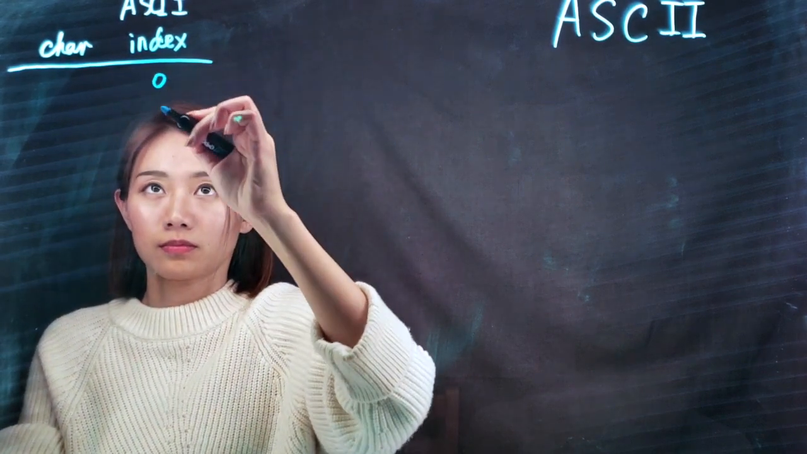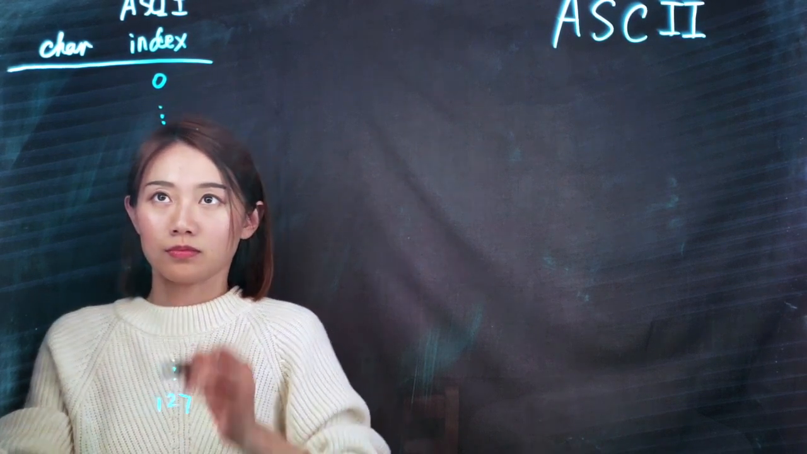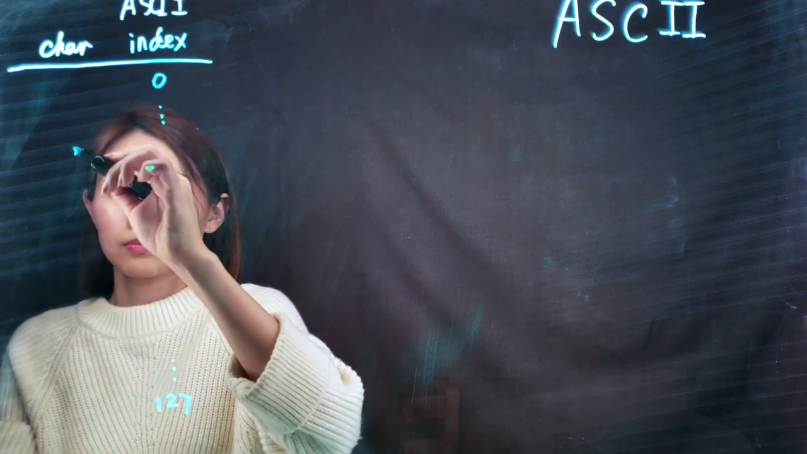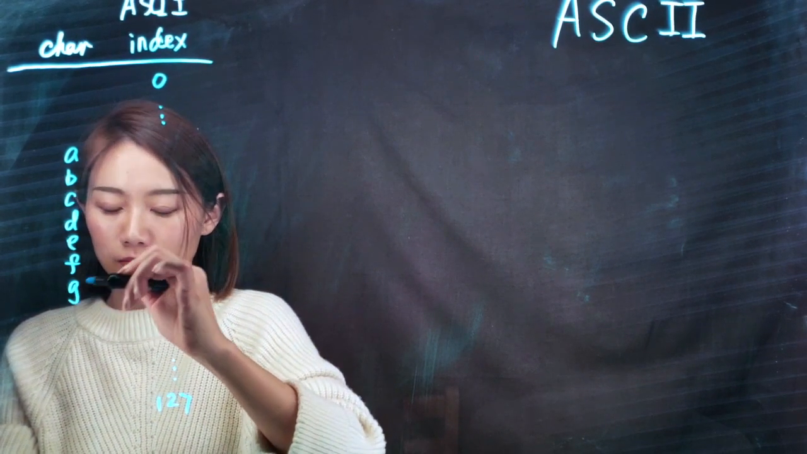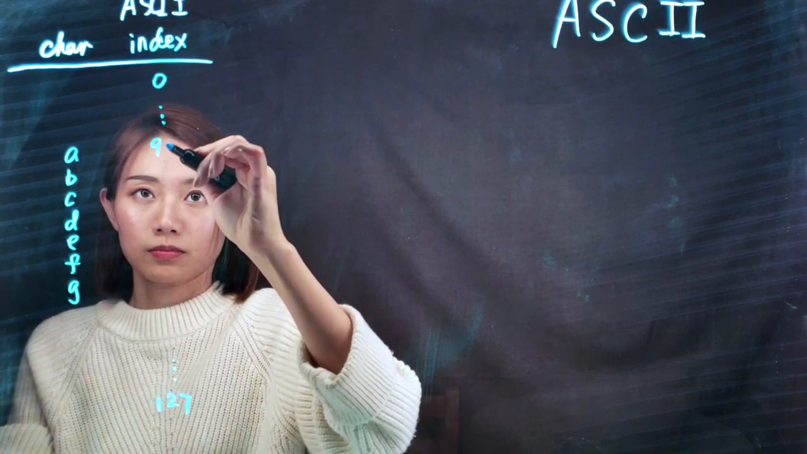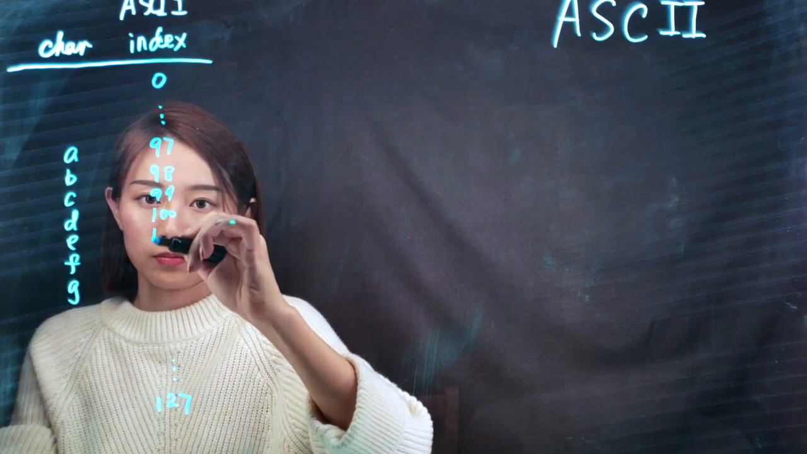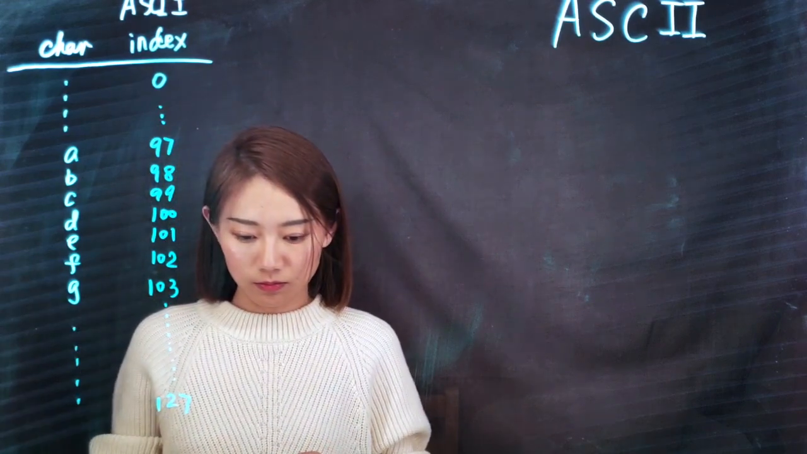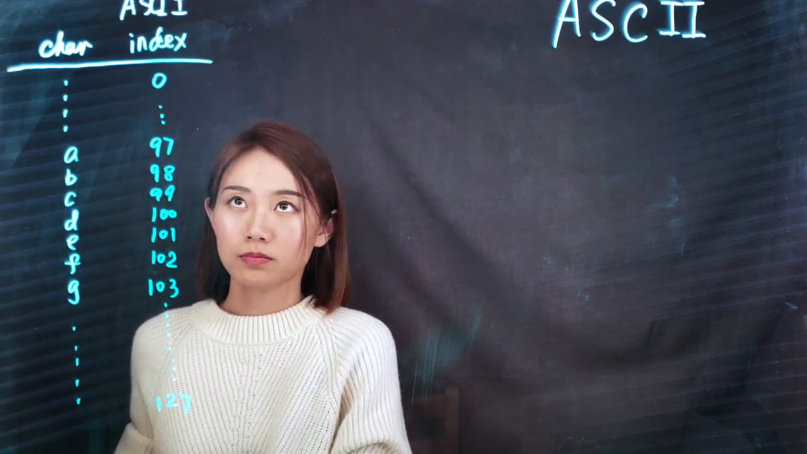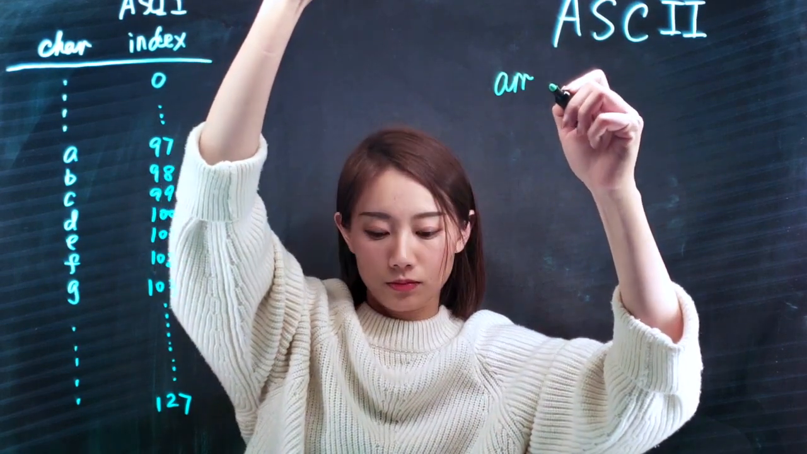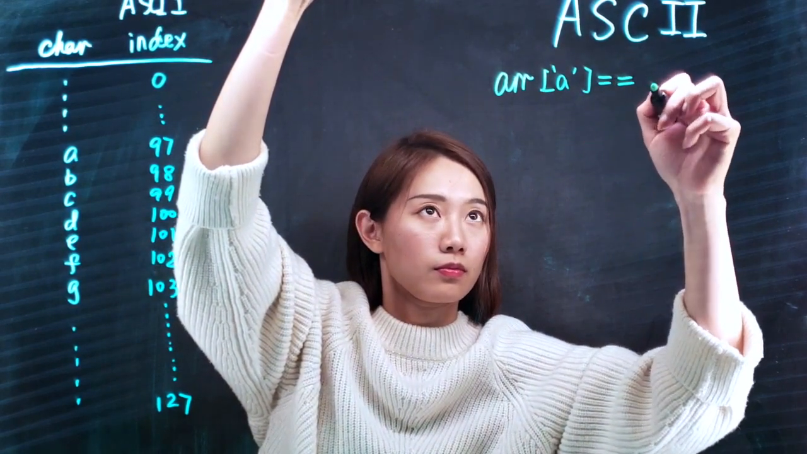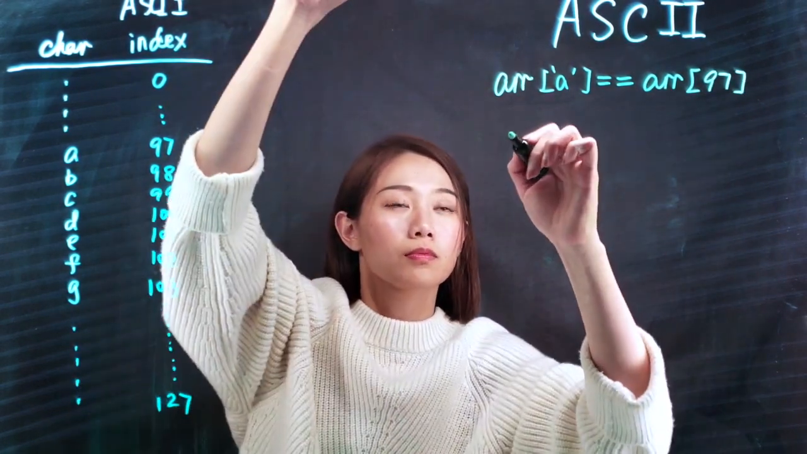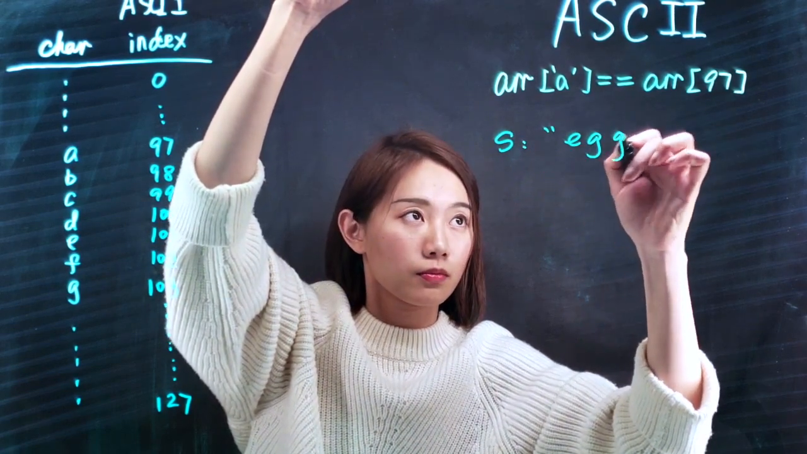So let's see, we have this array indexed from 0 to 127. If we consider 0 to 127 as ASCII code, the characters accordingly will be A, B, C, D, E, F, G, 97, 98, 99 to 103. So for example, array A is actually the same as array 97. Let's use an example to walk through this solution.